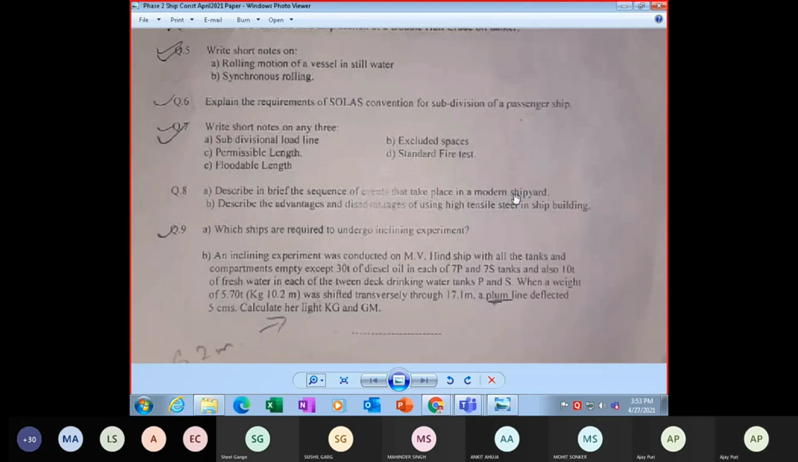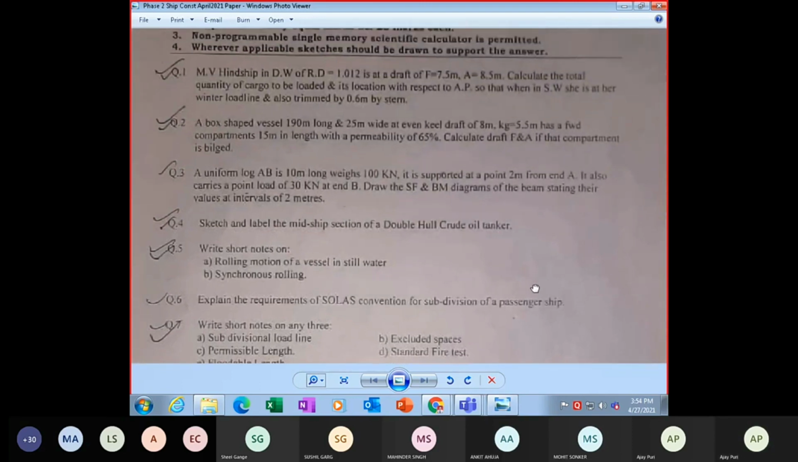Then is your high tensile steel. You have to describe the advantages and disadvantages of high tensile steel in shipbuilding. That was the paper. Rest all will be stability paper. Inclining experiment and all that is stability. 1, 2, and 3 are all stability.